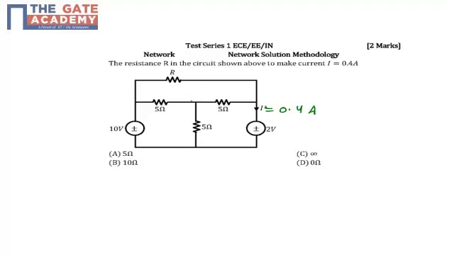So first of all, let's name this node as node Vx, and the current flowing from Vx in this branch is Ix. Just name it like that. Similarly, the current flowing across resistance R, name it as Iy. Now let's apply nodal analysis at node Vx.